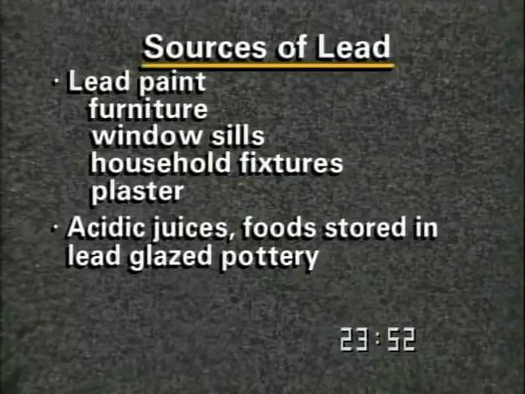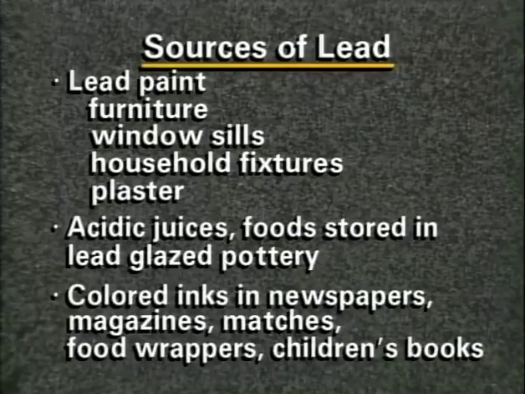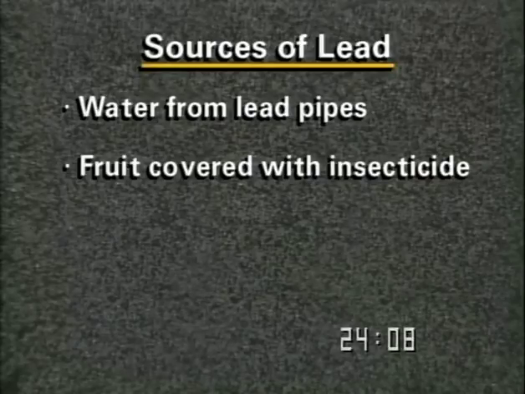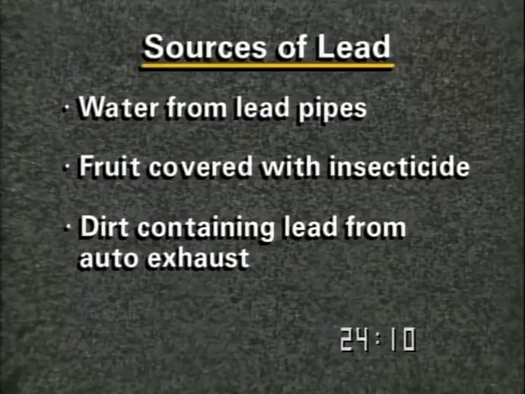The Consumer Product Safety Commission banned lead from paint used in toys, children's furniture, and home interiors in 1977. However, the problem of lead poisoning can continue if the deeper layers of the paint or plaster are contaminated with lead, even after painting over with lead-free paint. Other sources of lead include acidic juices or foods which have been stored in earthenware pottery made with lead glaze, colored inks used in newspapers, magazines, matches, food wrappers, and children's books, water from lead pipes, fruit covered with insecticide, and dirt containing lead from automobile exhaust.